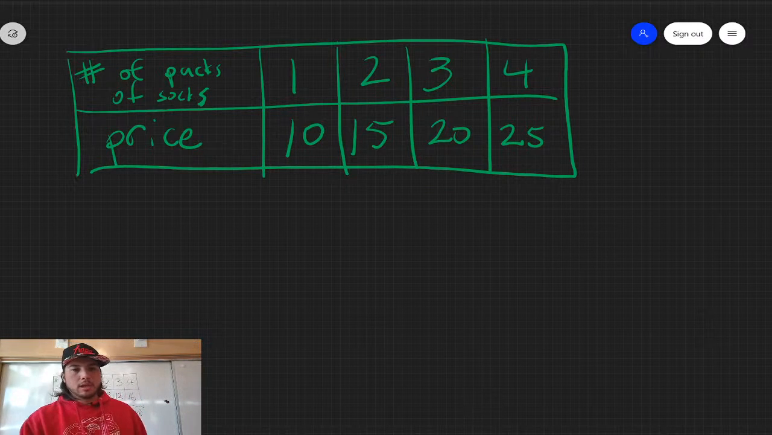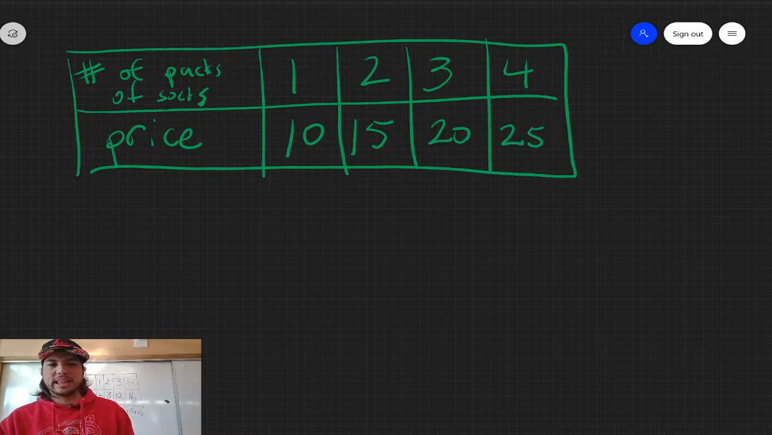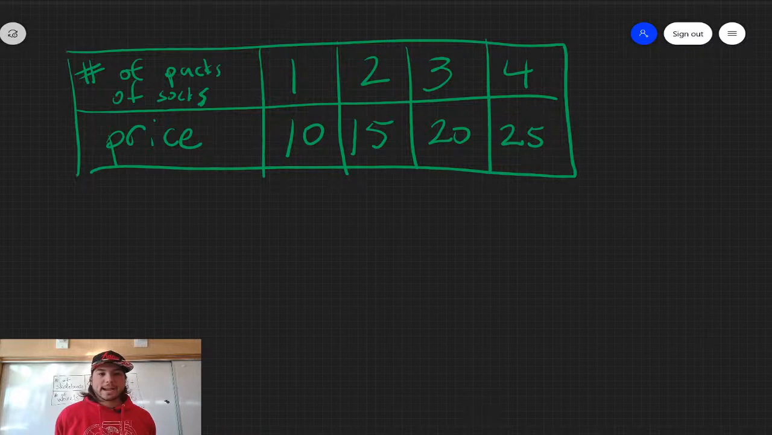Let's imagine that we're buying some socks for, I don't know, how about a soccer team? Okay, and we're buying socks by the pack, right? And each kid gets a pack of socks. We're just going to buy them all as a group. And take a look at this pattern. What do we notice about this particular pattern? This is our kind of price list for these packs of socks.